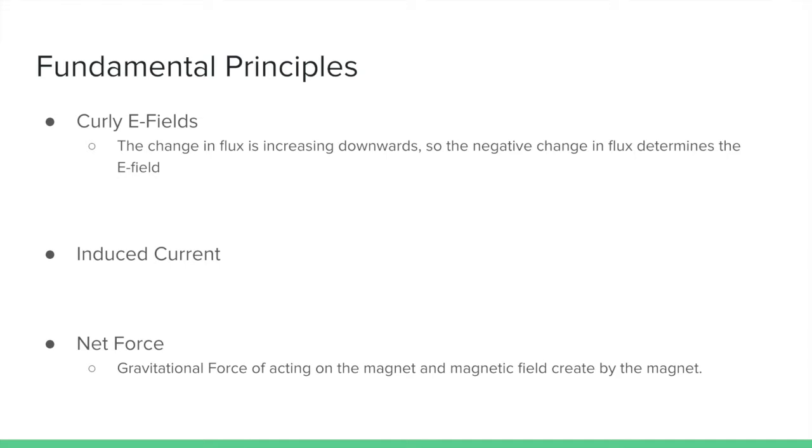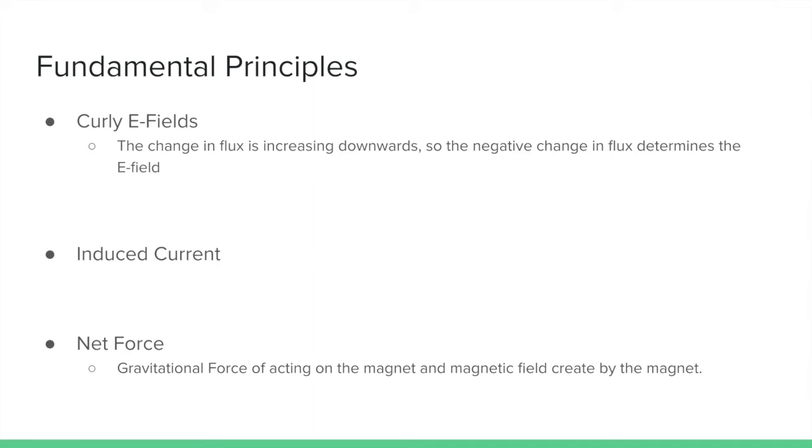Some of the fundamental principles used in this experiment revolve around Faraday's law, specifically curly E fields and induced current. For the curly E fields, the change in flux has to be increasing downwards, since the mu value is also going to point downwards as it's falling. And from that, the negative change in flux is going to point upwards. Based on the right-hand rule for curly E fields, your thumb points upwards in the negative change in flux, and your fingers will curl around the aluminum foil tube.